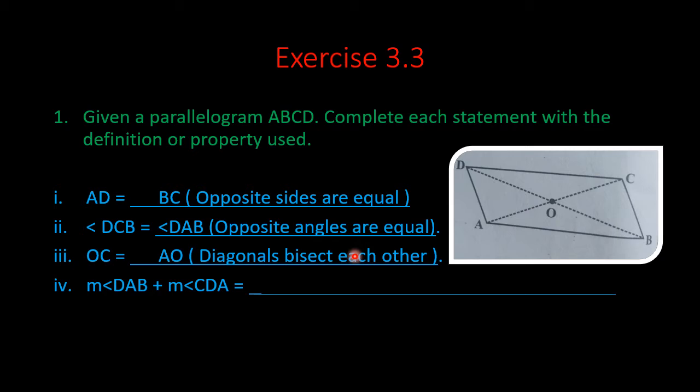Question number 4. Measure of angle DAB plus measure of angle CDA. And where these angles are? DAB, so it is angle A. CDA, it is angle D. So, A plus D is equal to 180. They are adjacent angles of the parallelogram and they are supplementary. Right children?